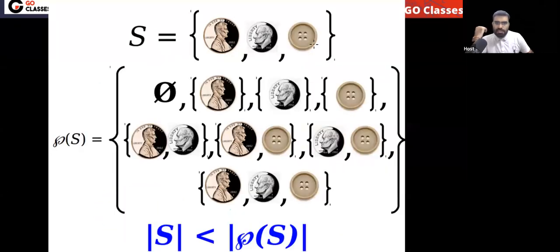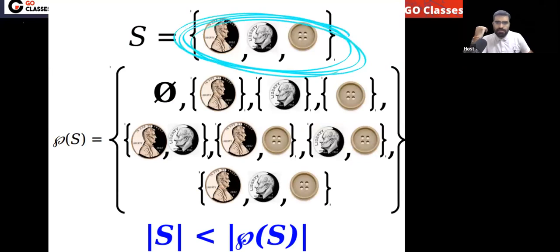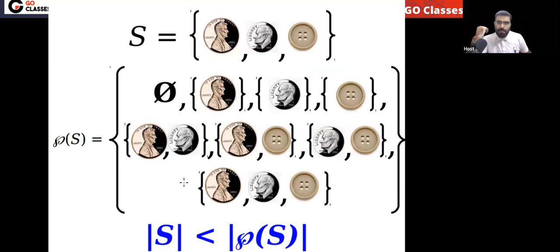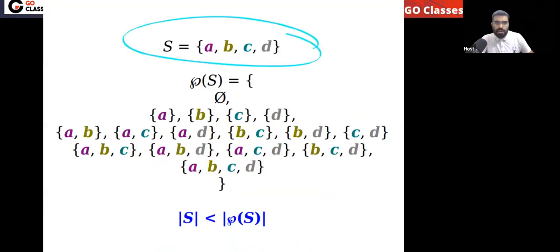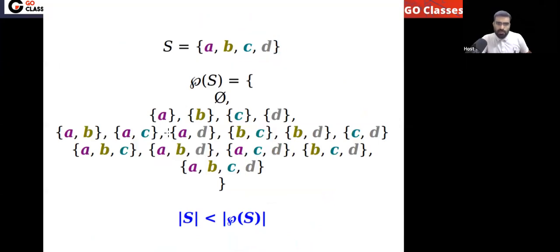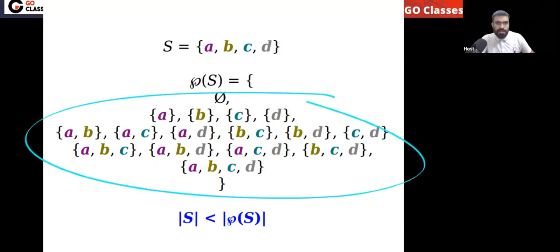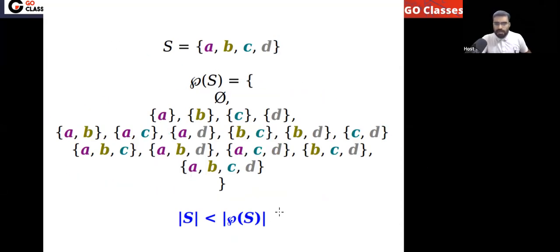If you take a set with 3 elements, then also the same thing will happen. The cardinality of the power set will be 8. Again, the cardinality of S is strictly less than the cardinality of PS. If you have a set with 4 elements, then the cardinality of the power set will be 16. Again, the cardinality of S is strictly less than the cardinality of the power set.